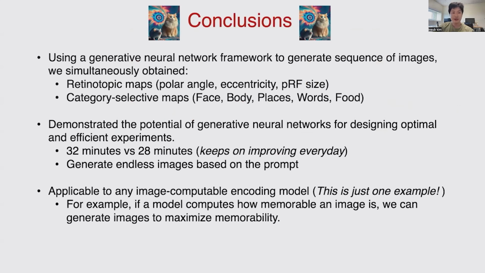Using a generative neural network framework to generate a sequence of images, we simultaneously obtained retinotopic maps and category-selective maps. We demonstrated the potential of generative neural networks for designing optimal and efficient experiments. Right now, the difference is 32 minutes versus 28 minutes, but we are improving it. And another benefit is that you can generate endless images based on the prompt. And this framework is applicable to any image computable model. For example, if a model computes how memorable an image is, we can generate images to maximize memorability using the same framework.